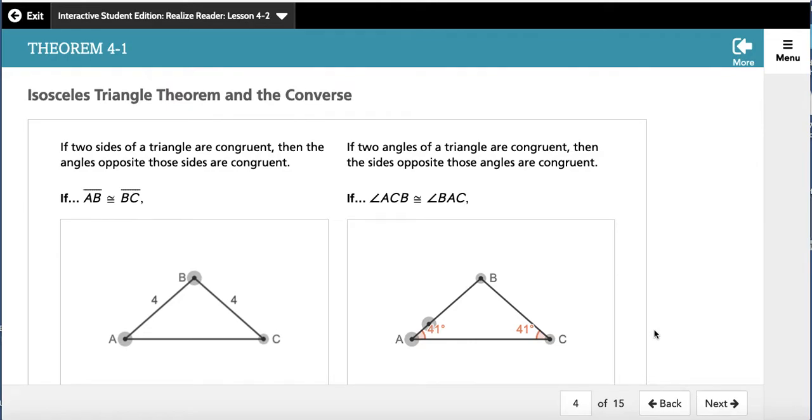Hello geometry students. This is a video for example 2 for geometry topic 4 lesson 2. Theorem 4.1, the isosceles triangle theorem and the converse.